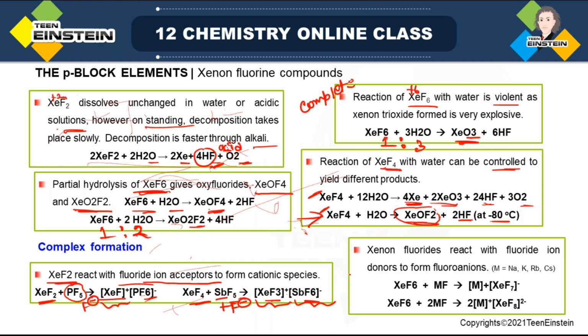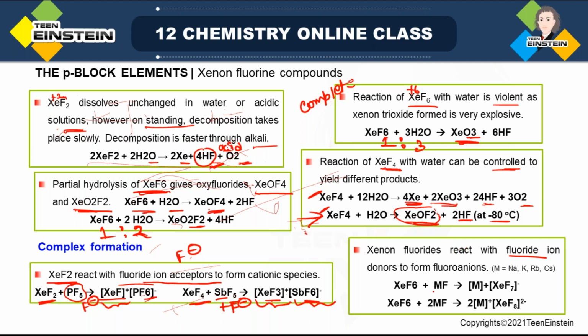So what I mean by reverse: fluoride ion can also react with a fluoride ion donor. Here it is a fluoride ion acceptor, that is the other reagent that you are using. That means xenon fluoride was giving F minus before, but now xenon fluoride is accepting F minus. Try to understand the difference.